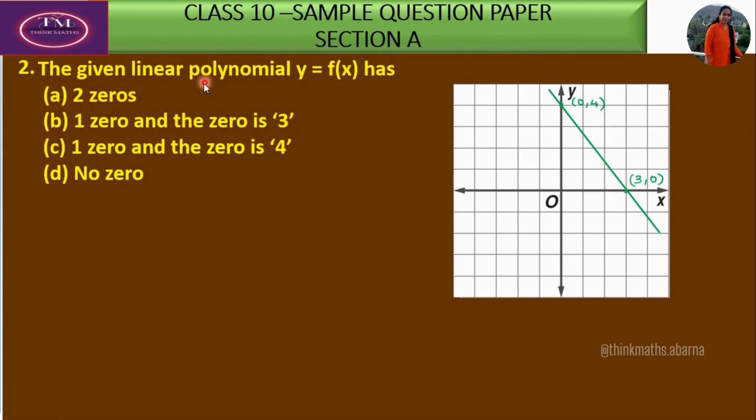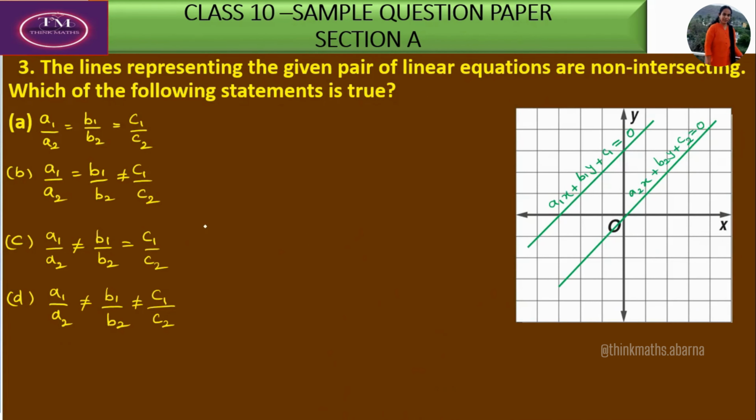So in this question, for the polynomial they have drawn a straight line, and we have to find how many zeros there are and what the zero is. It is only 1 zero on the x-axis and the zero is 3. So the answer is option B. Okay, children, moving on to the third problem.